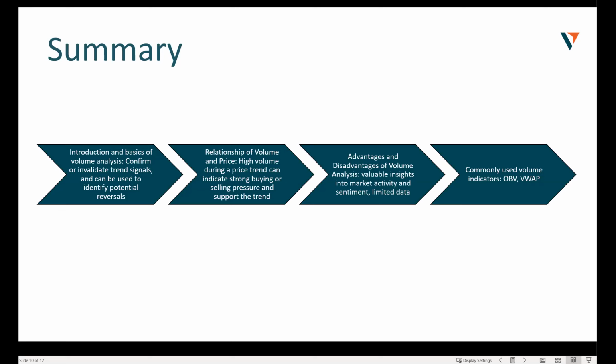So we also covered commonly used indicators, on balance volume and VWAP. On balance volume can be useful in identifying divergence, and this could help in determining reversals. Whereas VWAP is an average price, so it can be useful to act as a support or resistance level. So this is a summary of the volume analysis.